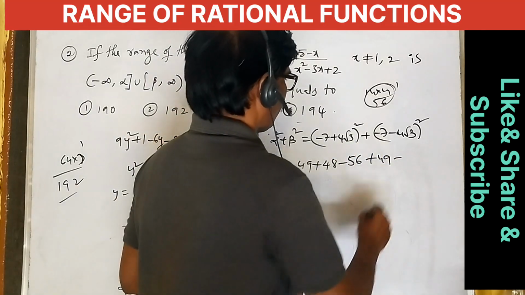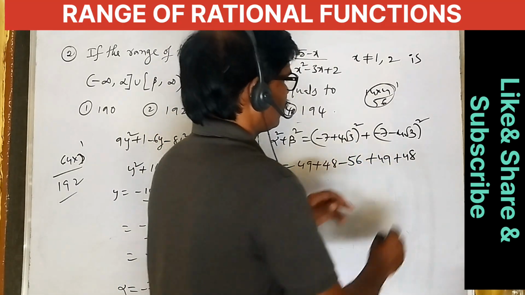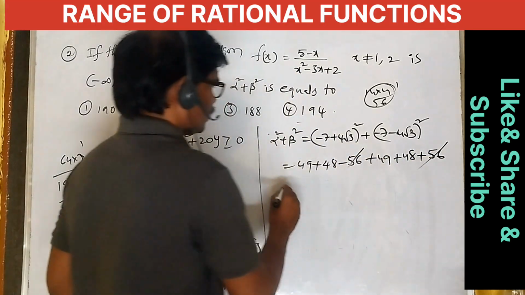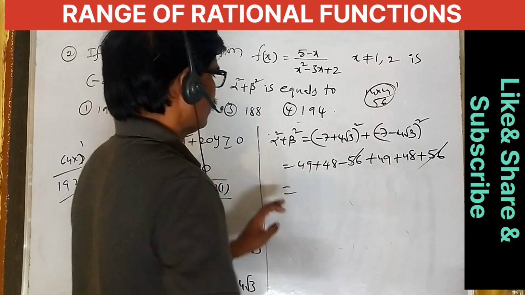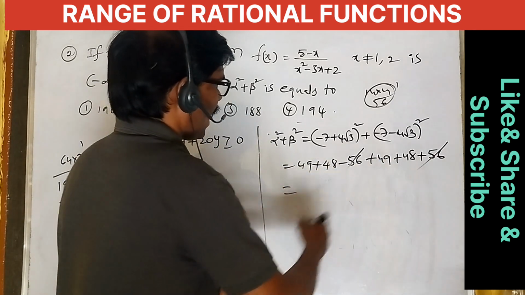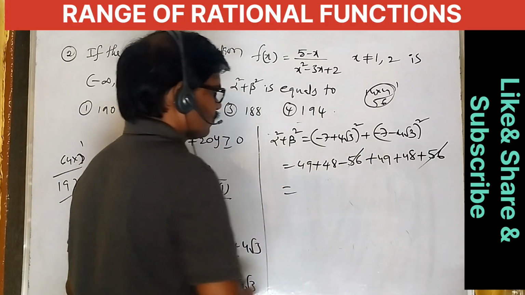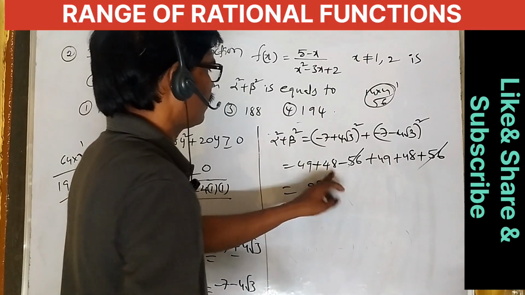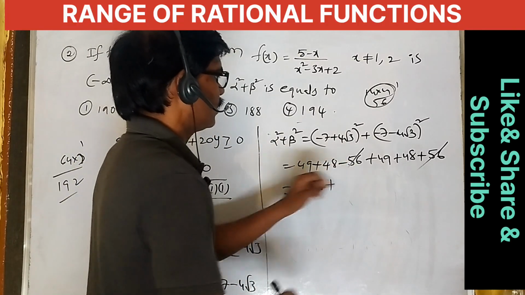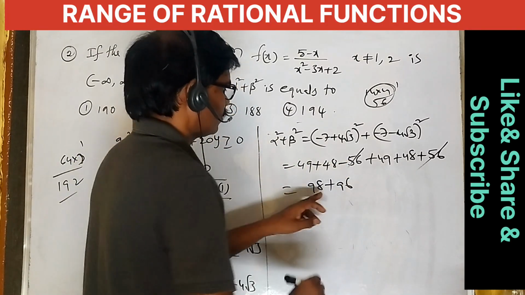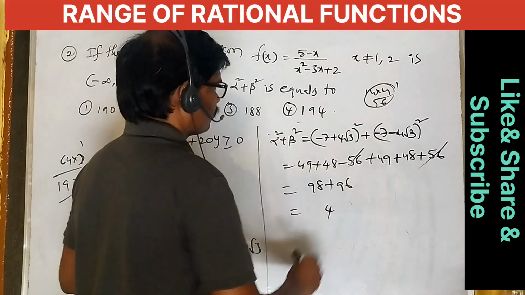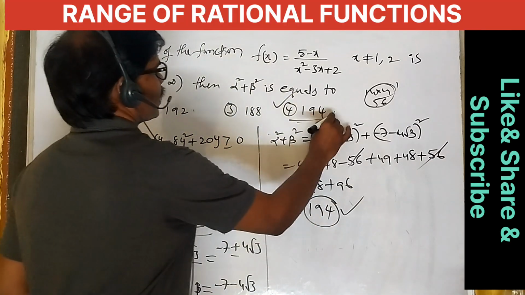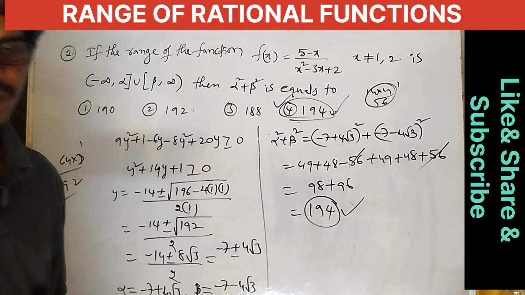Next, this is 48 plus 48, and the 56 and −56 cancel. Now add up the total: 49 + 49 = 98, and 48 + 48 = 96. So 98 + 96 = 194. This 194 is our answer. Option 4 is correct. Okay, understand, copy this one.